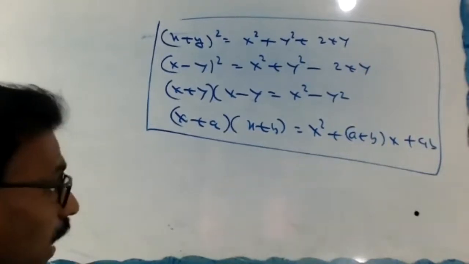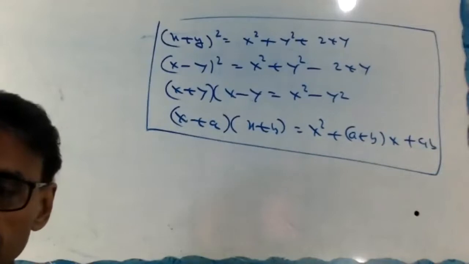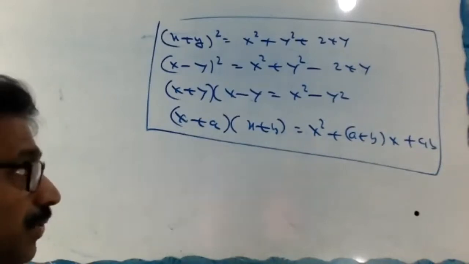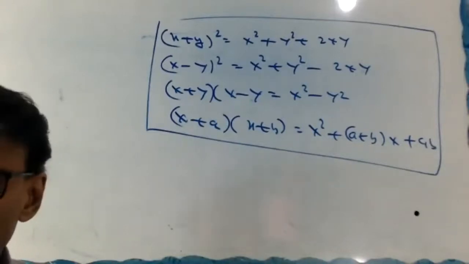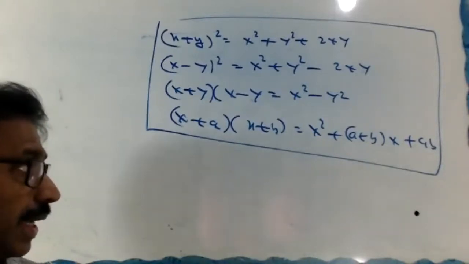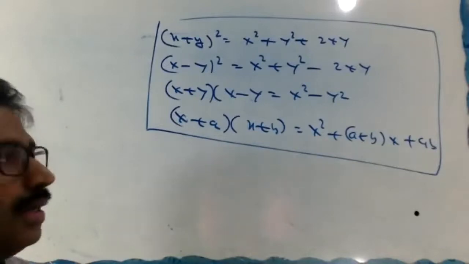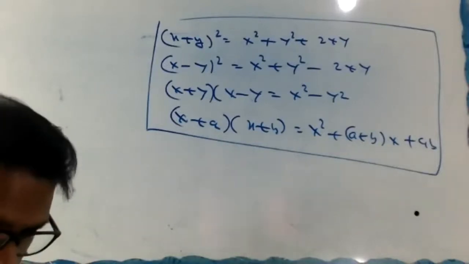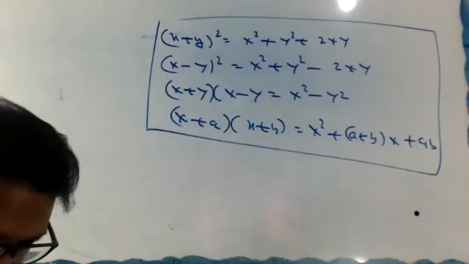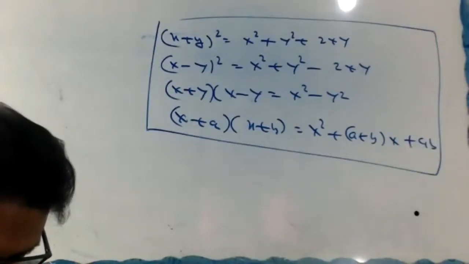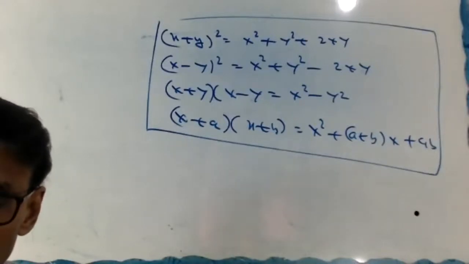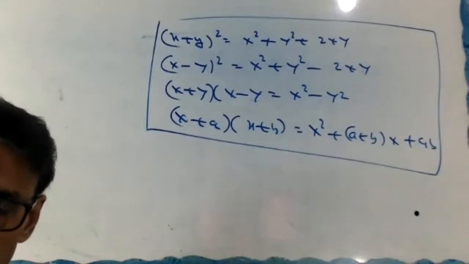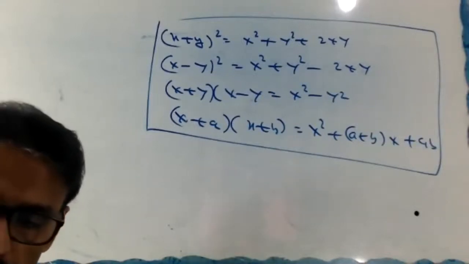Okay, copy first. (x plus y) whole square equals x square plus y square plus 2xy. (x minus y) whole square equals x square plus y square minus 2xy. Then (x plus y) into (x minus y) equals x square minus y square. Copy first this one. Just wait, Priyansh. Not only that, there are many more.